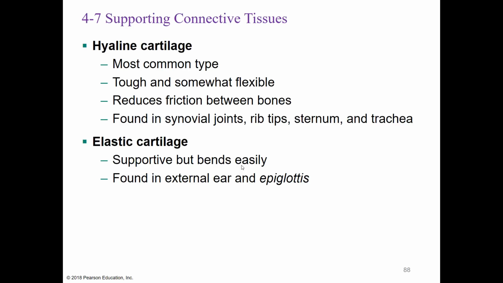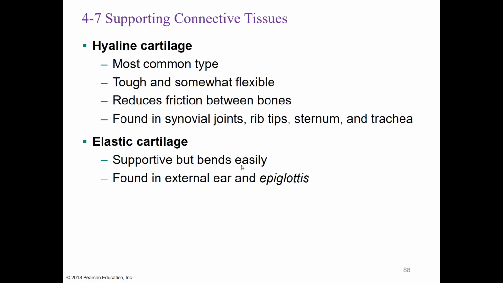So looking at hyaline first, it is the most common type of cartilage. It's tough and flexible, sort of. It helps to reduce friction between bones and is found in the synovial joints. So those would be the joints we often think of, things like the shoulder, hip, elbow, knee. In addition, we also find it on the tips of the ribs, the sternum, and helping to make up the trachea.